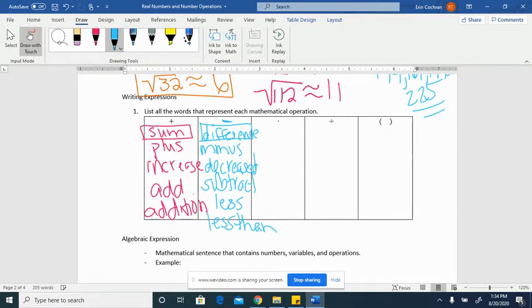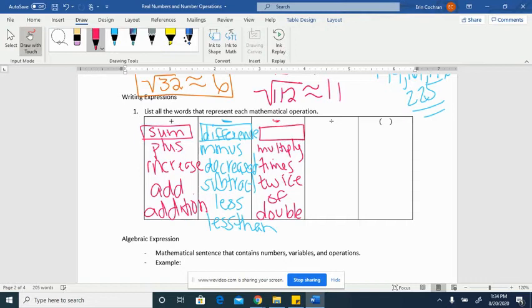Okay. All right, next one, this little dot represents multiplication. So multiply would be a good one. Times. Twice. Twice a number means 2 times. Okay. Triple of would be a good one. Double. The answer to a multiplication is product. Product, that's a U there.